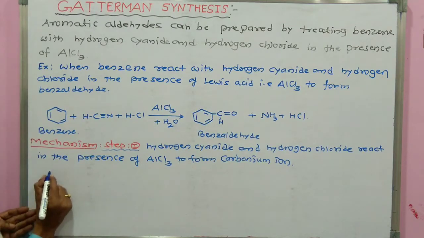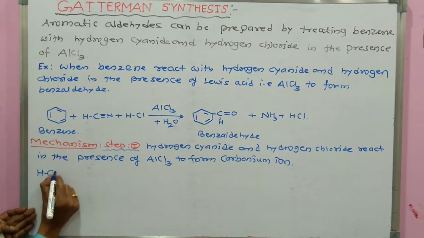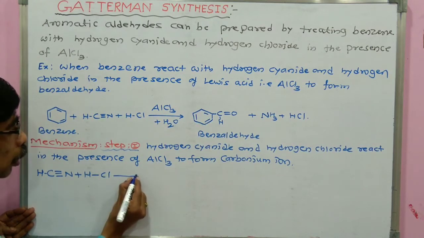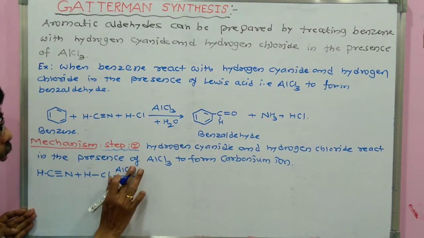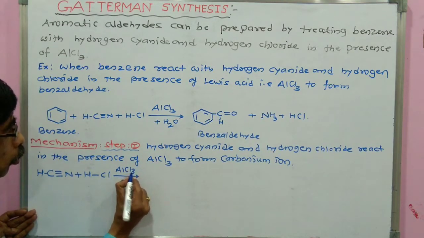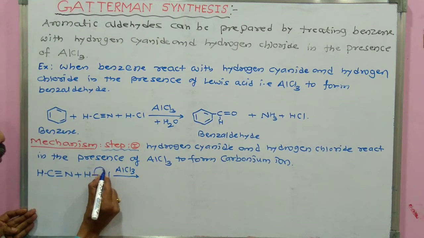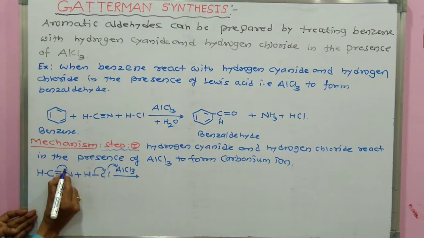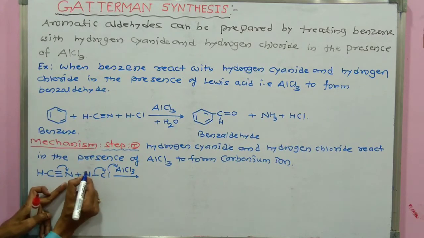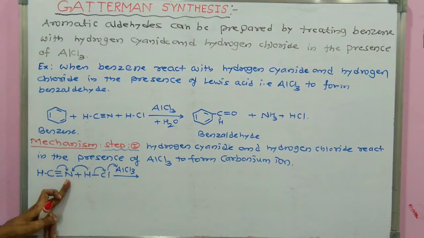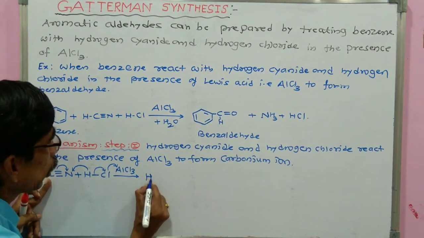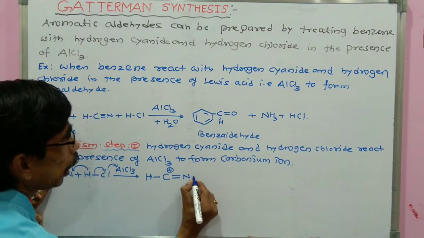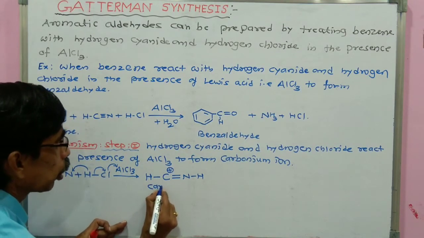Now, this hydrogen cyanide, H C triple bond N, plus H Cl, in the presence of this AlCl3. Now this Cl minus is combined with this AlCl3 and this bond is transferred on nitrogen atom. Nitrogen carries negative charge. Then this H plus ion combined with this nitrogen atom and this carbon carries a positive charge. So HC, now this carbon carries positive charge, double bond this NH, and this is the formation of carbonium ion.